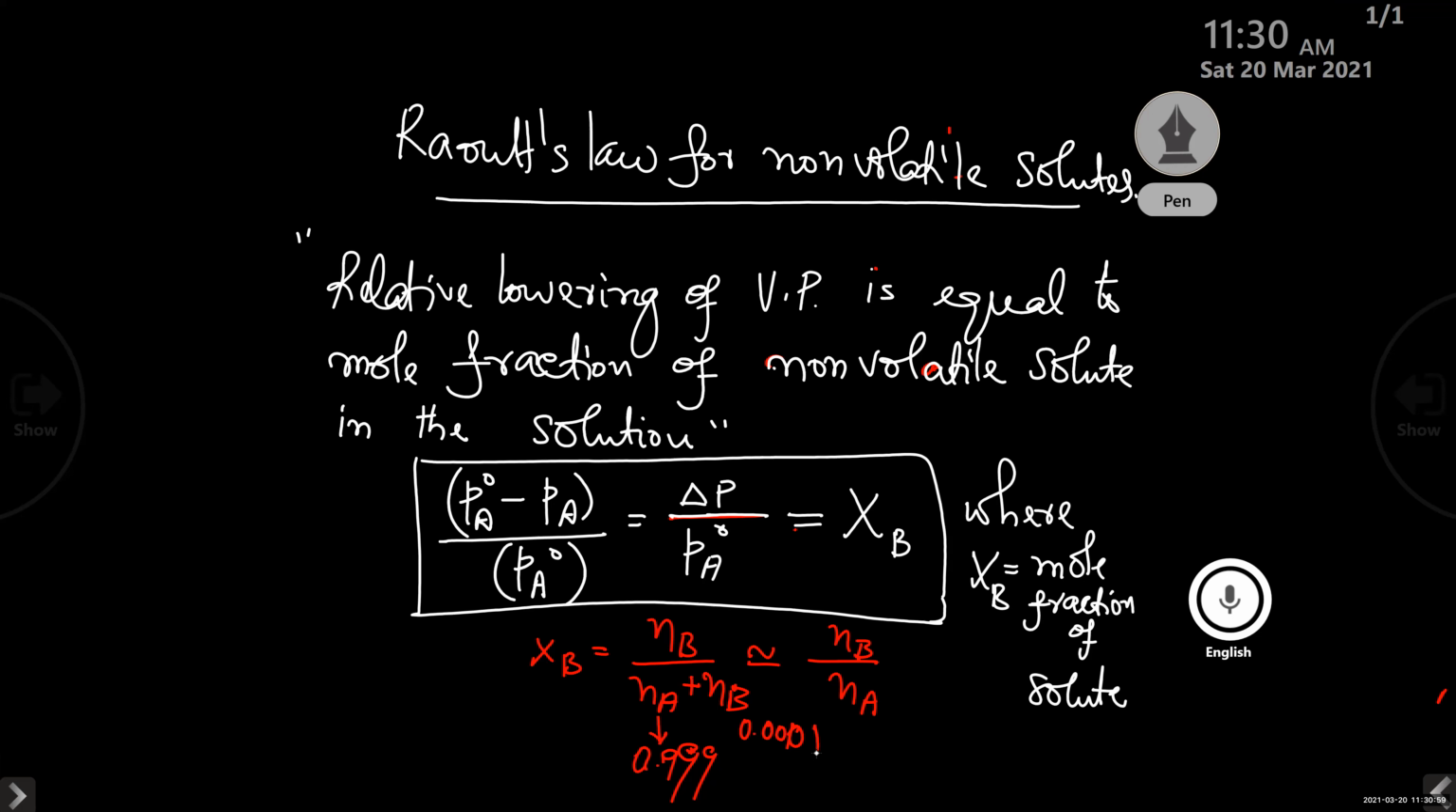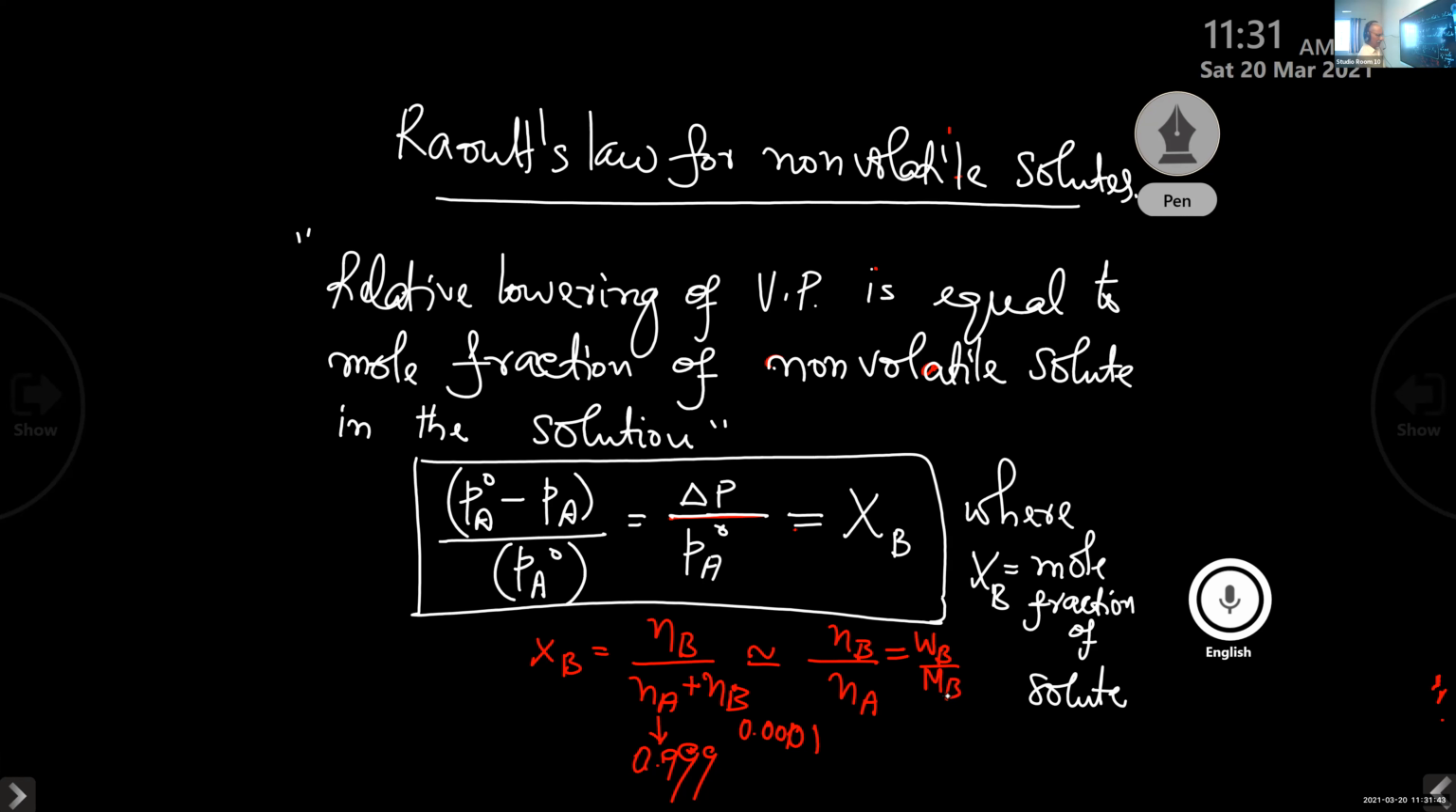So for a very dilute solution, XB is approximately equal to Nb by Na. And what is Nb? Number of moles. How will you get the number of moles? Mass by molar mass. Yes, correct. If it is so, what is Nb? Mass of B, Wb, by molar mass, Mb.